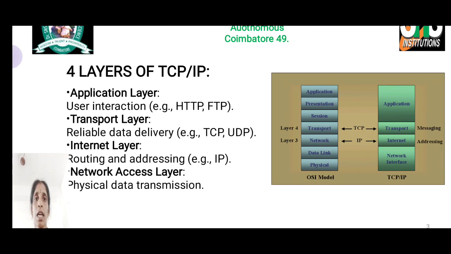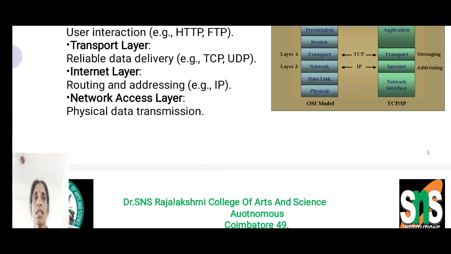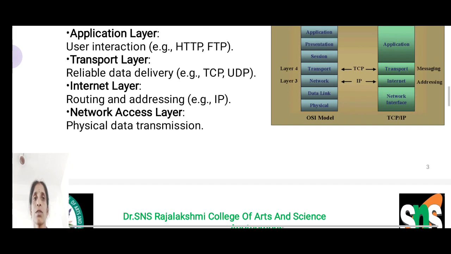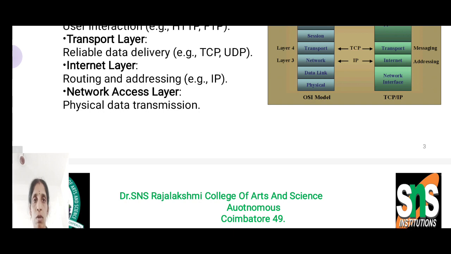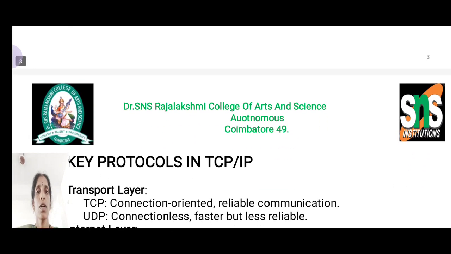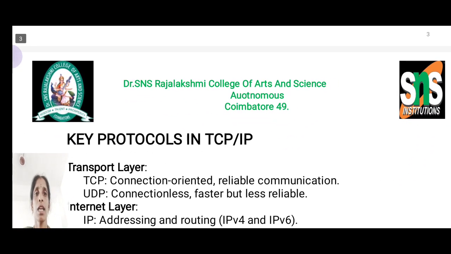Internet layer, the main theme of the internet layer is to access internet services, and for communication it uses routing and addressing. Routing is nothing but providing a path for the different packets among the network, and addressing helps to find out which address the packet needs to move forward to. After that, the network access layer handles physical data transmission, which helps to transfer the packets from one node to another node. Next, the key protocols supported in TCP and IP.